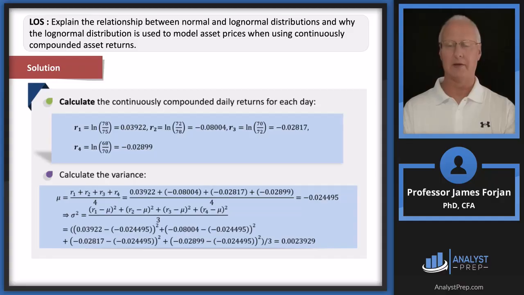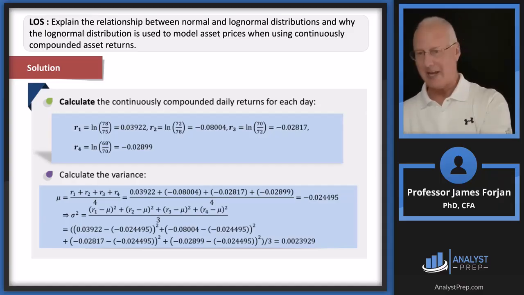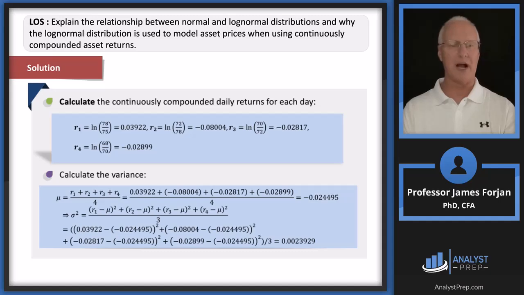So then let's go ahead and compute the variance of those daily returns. And all we're going to do is take the difference between each outcome. So the 39.22, the 80.04, the 28.17, the 28.99, and the 24.495. So that's what we have down at the bottom of the second blue box. And we square the difference just to get rid of the negative. And you sum all those and divide by 4, and you get 0.001795.